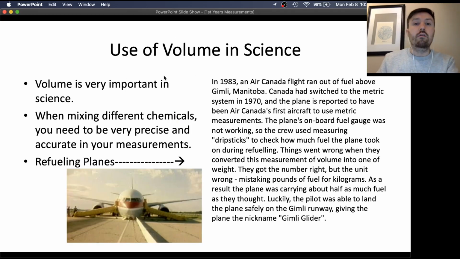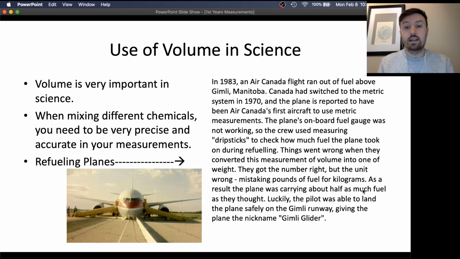So volume then is adding that third dimension. Volume is very important in science. Imagine when you're mixing different chemicals and you need very precise and accurate measurements of those chemicals. A lot of the times those chemicals are going to be in liquid form, so you need to be able to measure the volume there.